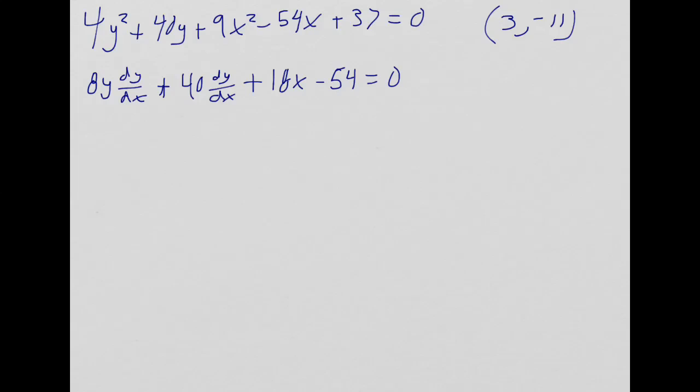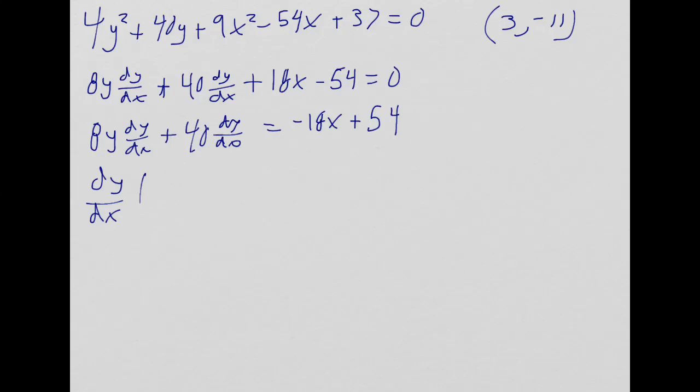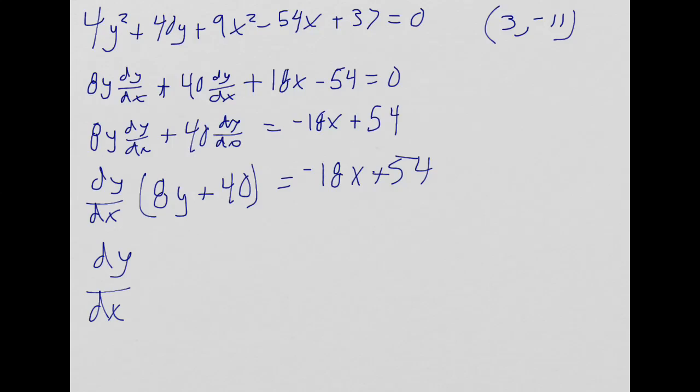So now we want to isolate the dy/dx's. So move the 18x minus 54 to the right by subtracting 18x and adding 54. So we'll get 8y dy/dx plus 40 dy/dx equals negative 18x plus 54. Now notice on the left we've got a dy/dx in both terms, so we can factor that out. dy/dx times (8y plus 40) equals negative 18x plus 54. So divide by 8y plus 40 on both sides to get dy/dx.